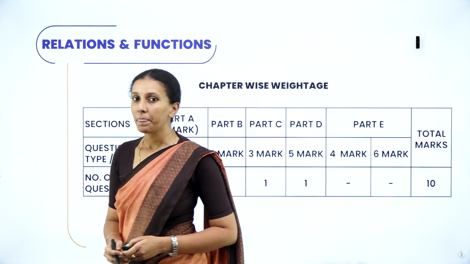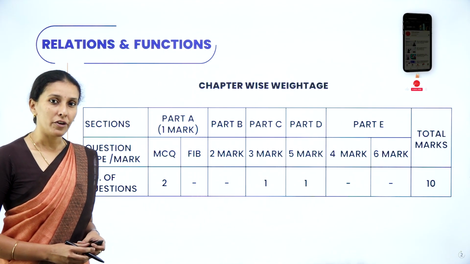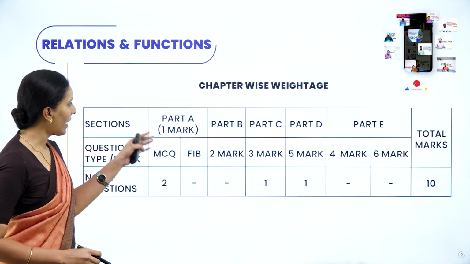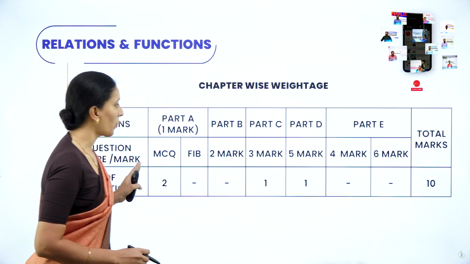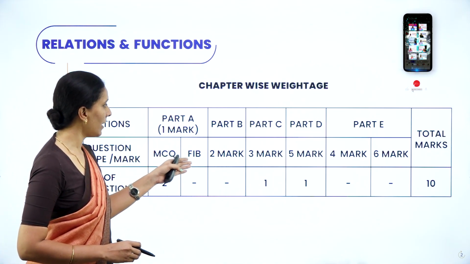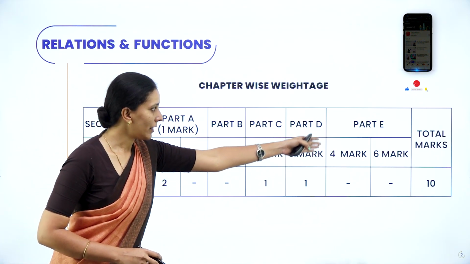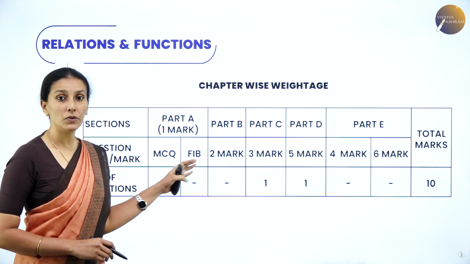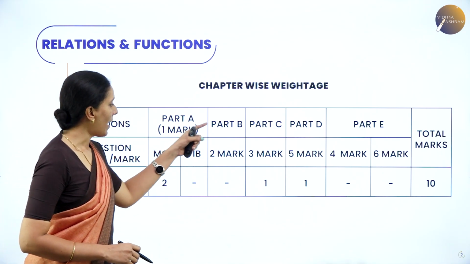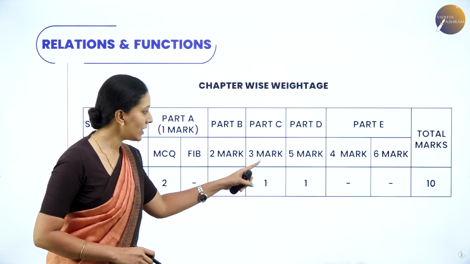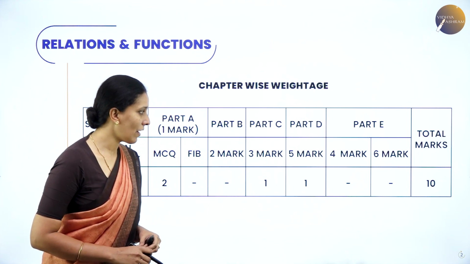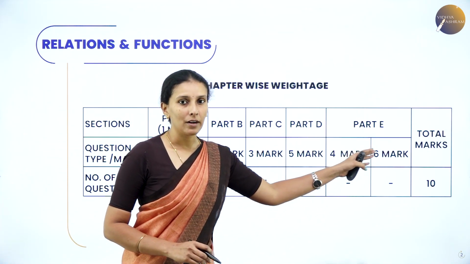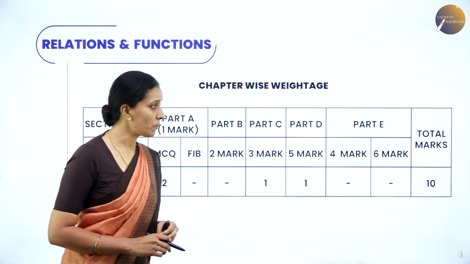So let us see the chapter-wise weightage for your board examination from this chapter. Here I have divided this into your question paper pattern, that is part A, part B, part C, part D and part E section. We know that in part A we have MCQs and fill in the blanks, part B 2 marks, part C 3 mark question, part D 5 mark question, and in part E we'll be having 1 4 mark and 1 6 mark question as options.